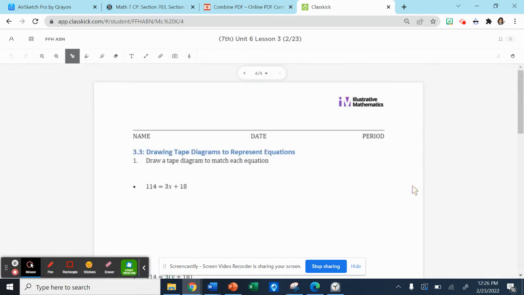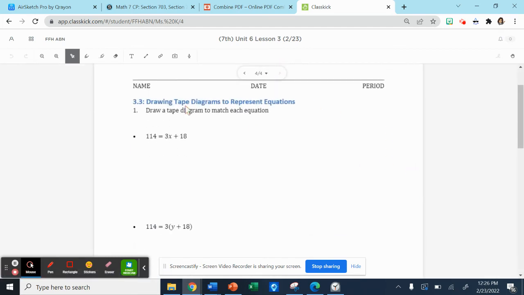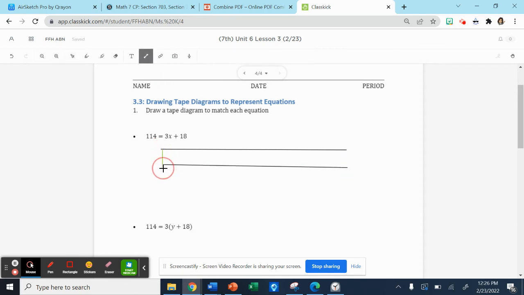Finally, we worked on slide 4, activity 3.3. In this activity, you are asked to draw a tape diagram to match each equation. In your tape diagram, you should always start with one long vertical box that will demonstrate your whole. Once you've created your box, and you can see that mine isn't perfect, but I'm using the straight line tools to help me, you'll want to identify the total distance of your box. I know that my equation is equal to 114, and so I can see that my entire box is equal to 114 by labeling it as such.